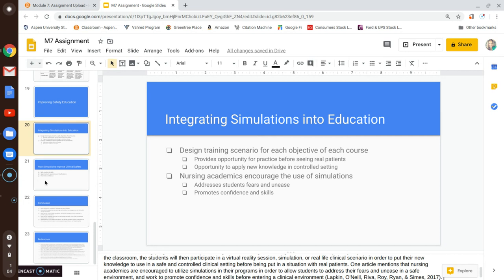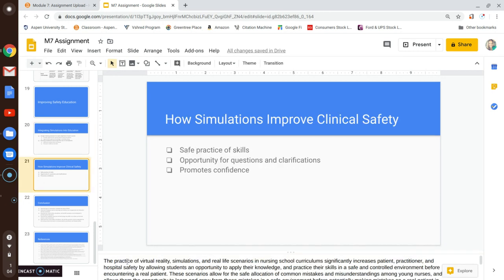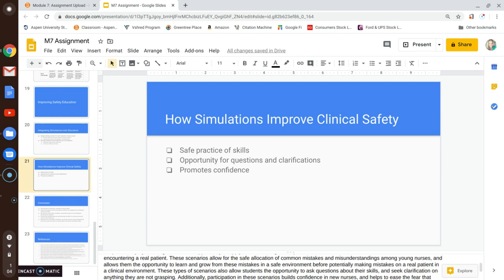The practice of virtual reality simulations and real-life clinical scenarios in nursing school curriculum significantly increases patient, practitioner, and hospital safety by allowing students an opportunity to apply their knowledge and practice their skills in a safe and controlled environment before encountering a real patient.